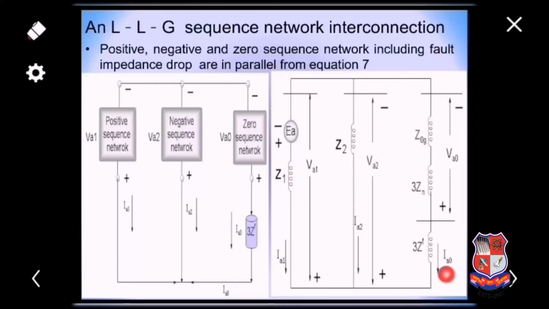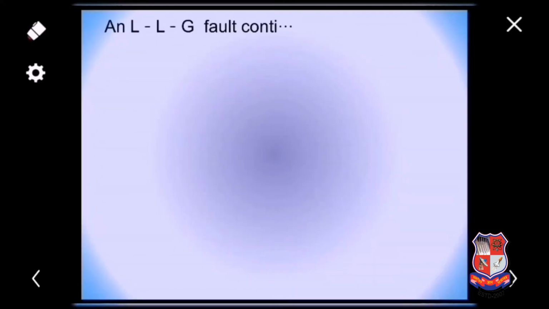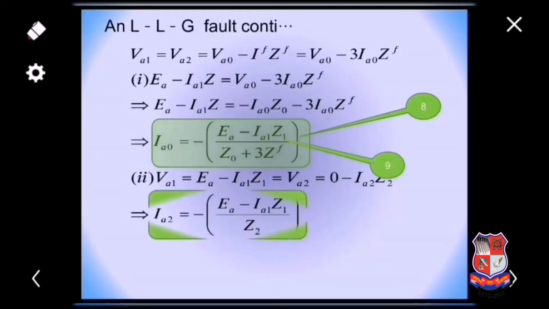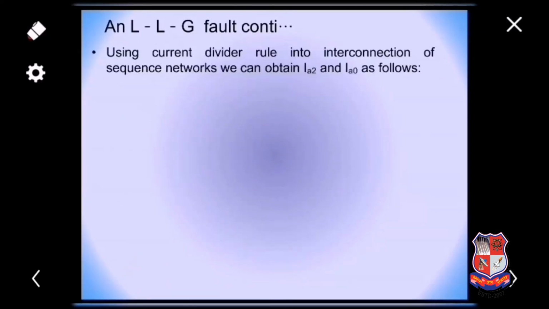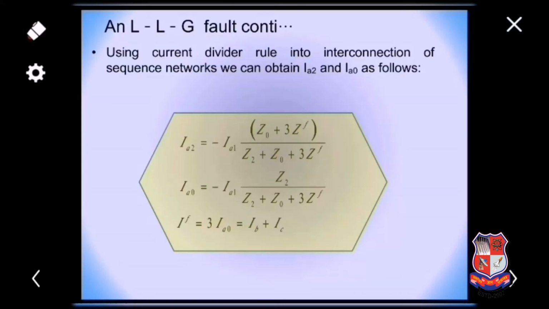So IA0 is equal to the total injected current IA1, meaning minus IA1, into the fraction. The fraction is the ratio of the opposite branch impedance to the total of both branches, and that's why IA0 is equal to minus IA1 into Z2 divided by Z2 plus Z0G plus 3Zn plus 3ZF. Fine, and that is what is shown in the last slide. And mind well, my fault current is actually 3 times IA0. So using the current divider rule, these final expressions can be obtained.